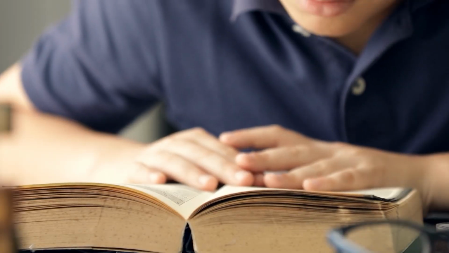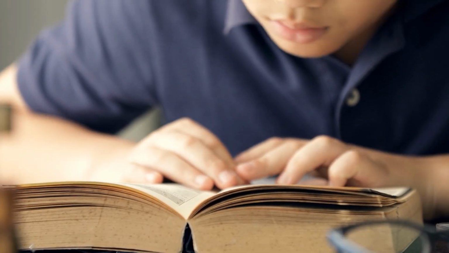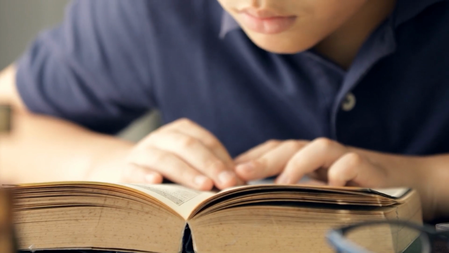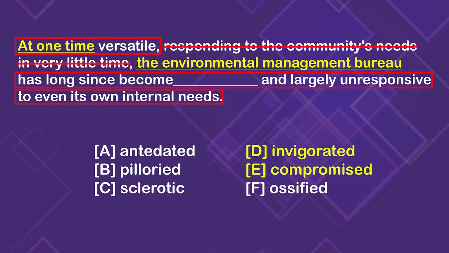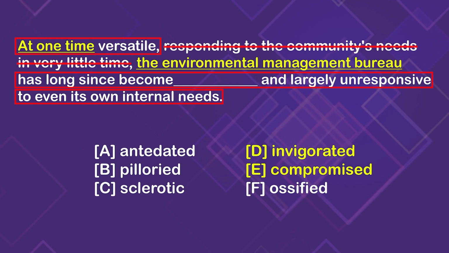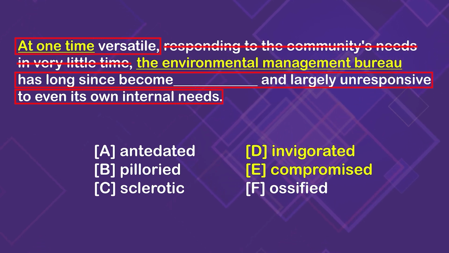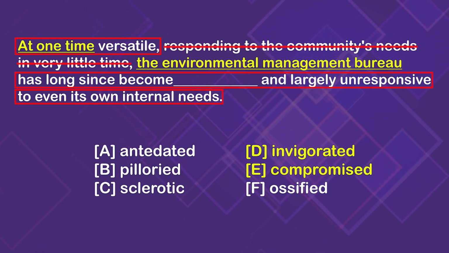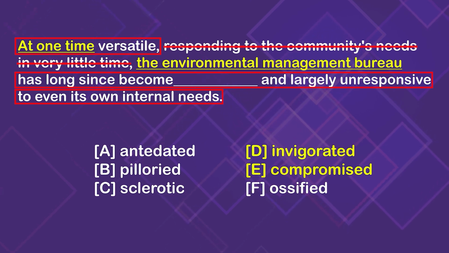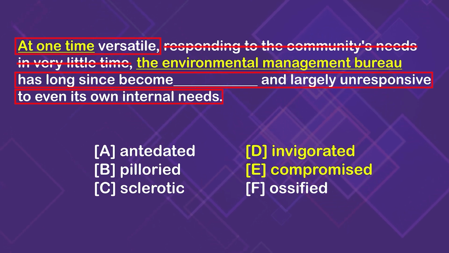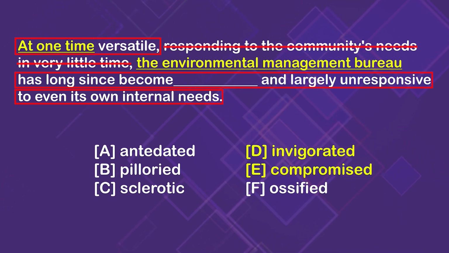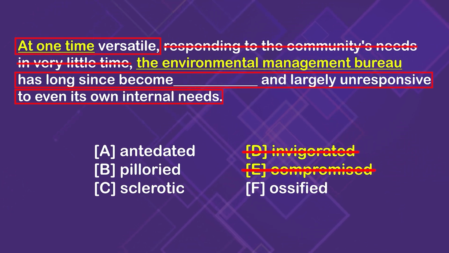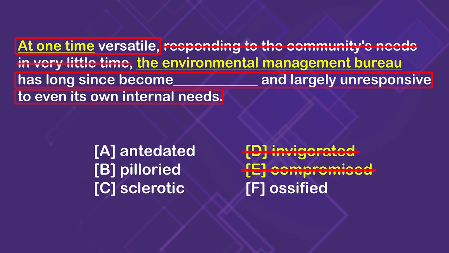When you're faced with unfamiliar vocabulary, do your best to rely on the power of the process of elimination. Look for something that's somewhat familiar. D and E are a bit more commonly used than the rest of the answer choices and can be eliminated since they do not remotely mean largely unresponsive. Invigorated means to give strength or energy to, and compromise is to reach an agreement largely through making concessions. Those two can go. We're left with far less commonly used vocabulary words.